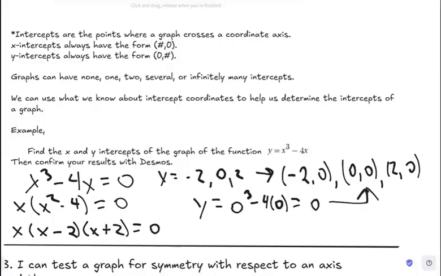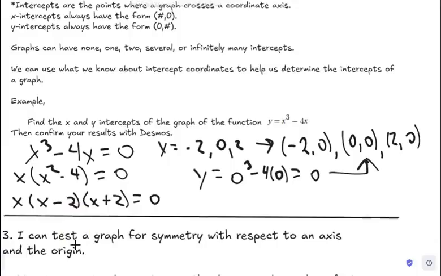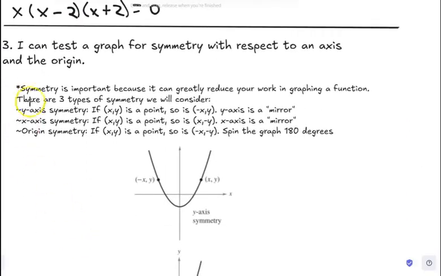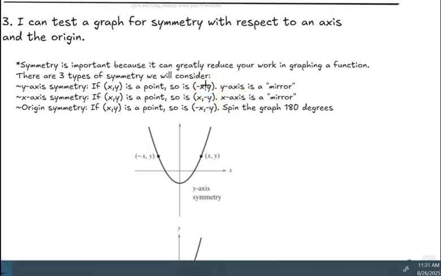So the next thing we want to look at is testing a graph for symmetry with respect to an axis and the origin. The reason symmetry is important is because it can greatly reduce your work in graphing a function if you know some of the concepts of symmetry. There's basically 3 types of symmetry we're going to look at.